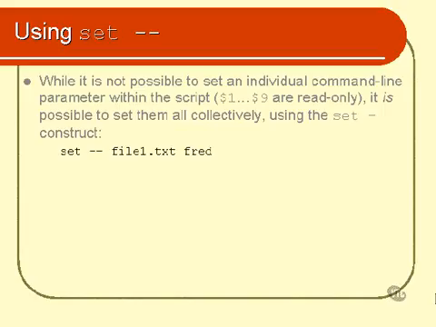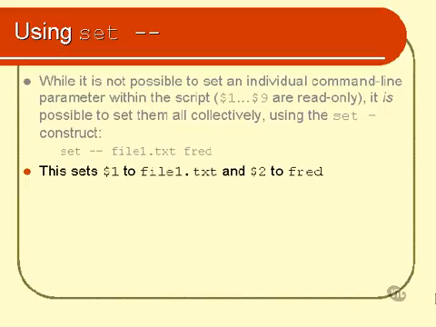This is how you might do it. You'd say set space minus minus space, and then you would type in the parameters that you wanted the shell to pretend to use, if you like, as command line parameters. Now, they're not real command line parameters, as you understand, but what will happen in this circumstance will be that file1.txt is put into the $1 variable, and the $2 variable gets set to Fred.